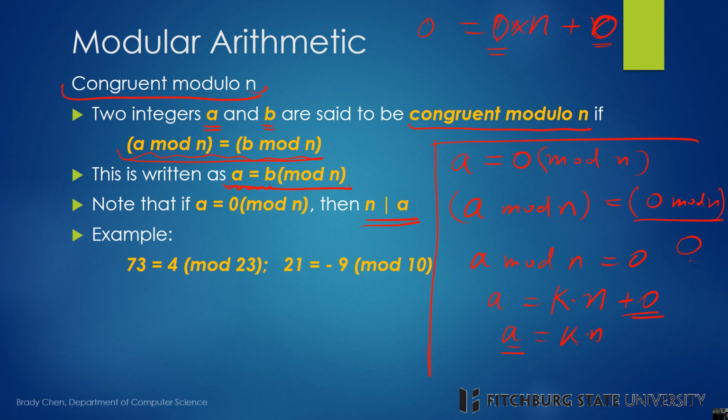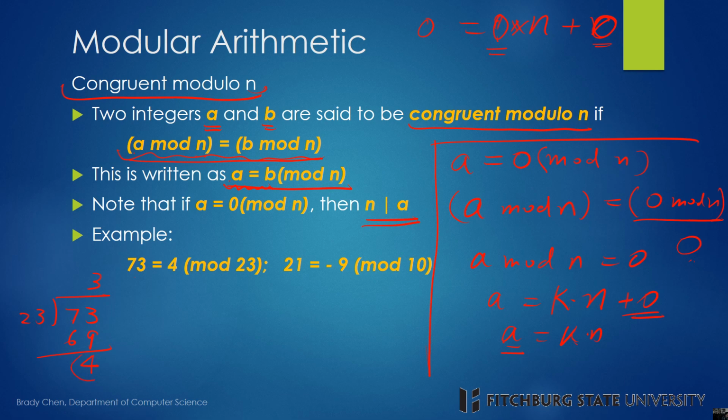So now here are two examples. We say 73 is congruent to 4 modulo 23. Why is that? Because we can easily see that when I divide 73 by 23, the quotient is 3, so it's 3 times 23, which is 69. And then 73 minus 69 is 4, right?